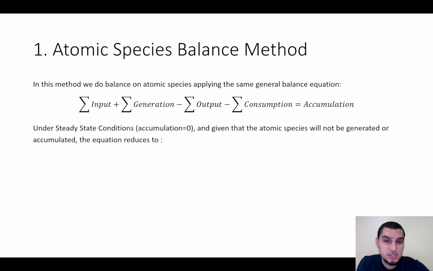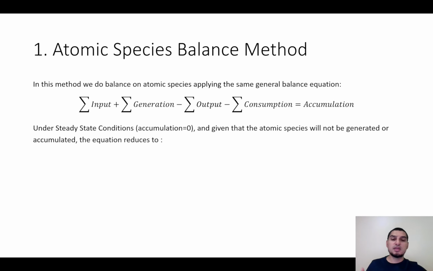In the atomic species method, the main idea or the main philosophy of this method is that we do balance on, as the name says, the atomic species, meaning that you have an element that is present in more than one compound in the system. So you can have oxygen in water, you can have oxygen in methanol, in ethanol. All of them contain oxygen. So we do balance on the atomic oxygen.